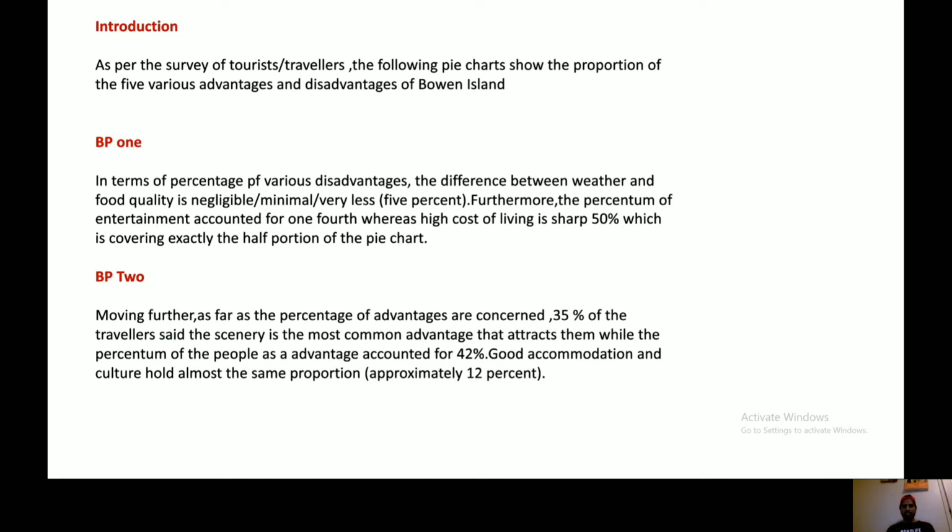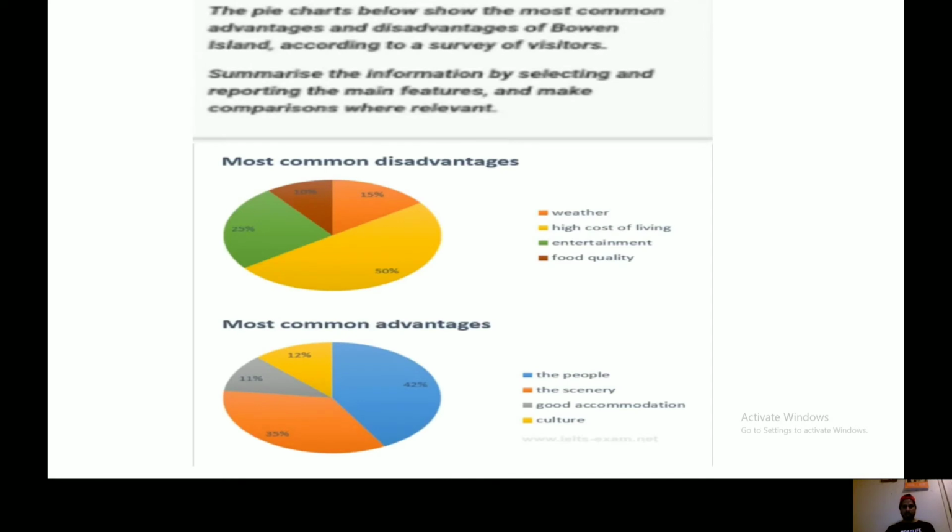Okay, so what we are left with is good accommodation. That's the last one we are left with. So good accommodation, oh no, we are also left with the culture. Good accommodation and culture hold almost the same proportion. So one is 11% and the second one is 12%. If I go to the pie chart, the culture accounted for 12% and the good accommodation accounted for 11%. So the 12% who said that culture is a good advantage over there, that's why they are happy with that. And on the other side, good accommodation is also one of the advantages.